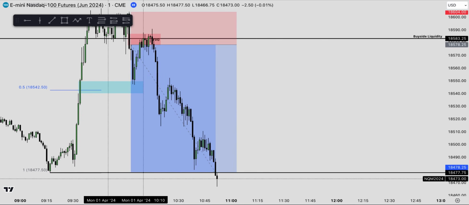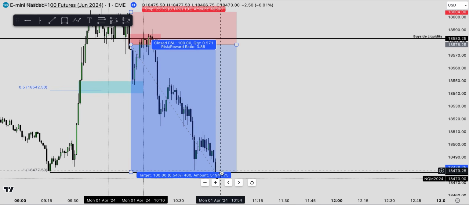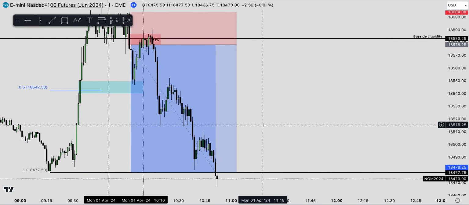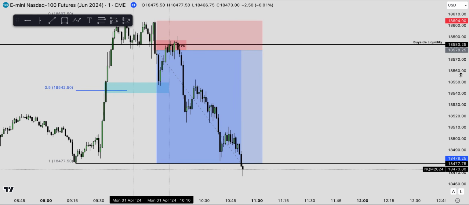Alright, look at that, that's a lovely trade guys. TP got hit right before 11 AM New York time, so usually you want to be out of your trade before 11 AM New York hits. And that right there is a perfect example of the morning silver bullet.